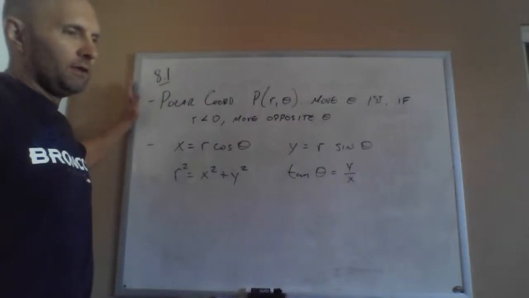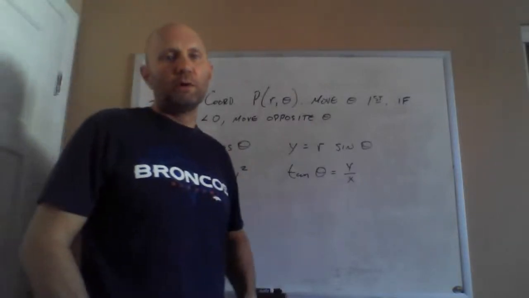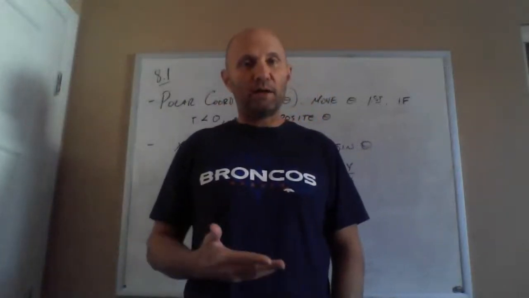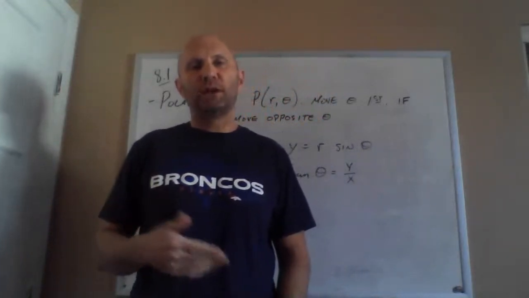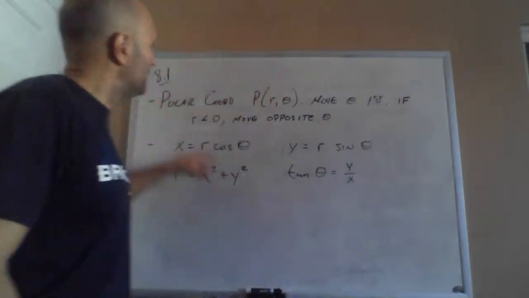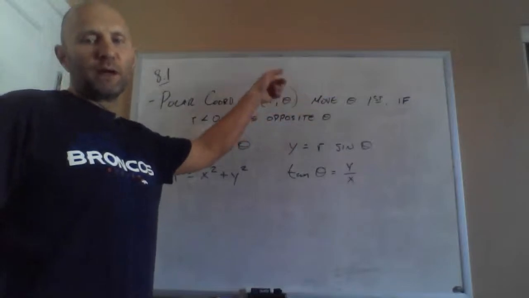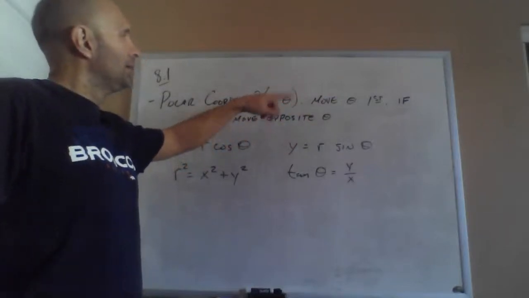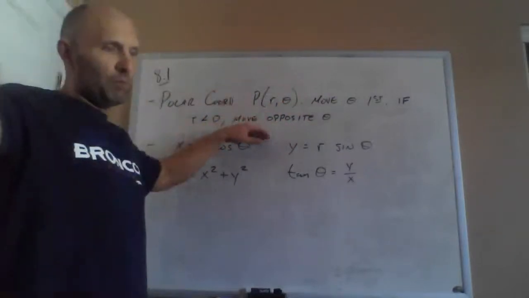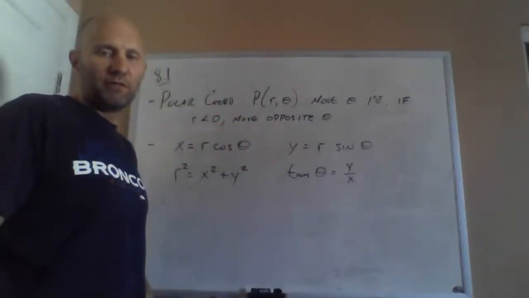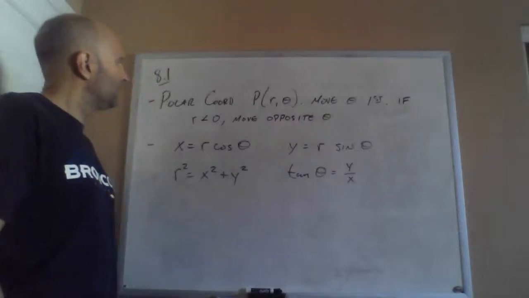For 8.1, this is our introduction to the polar coordinate system. The rectangular coordinate system is your X and Y values. For polar coordinates, we're now using R and theta. The key with this is that the point is going to be listed R, theta, but we move in the direction of theta first and then move our units out. If R is negative, we're going to move opposite of the theta that we just moved.